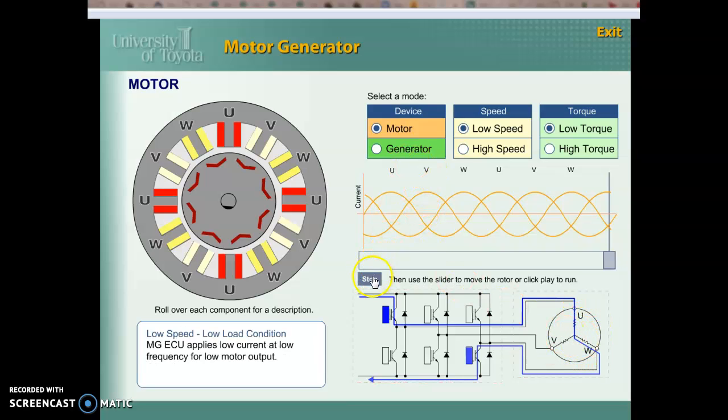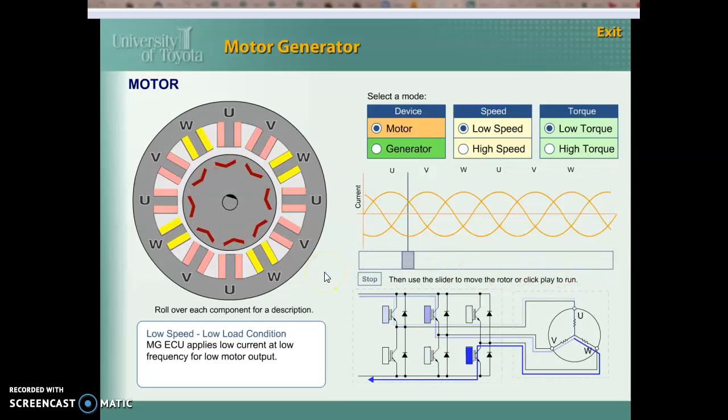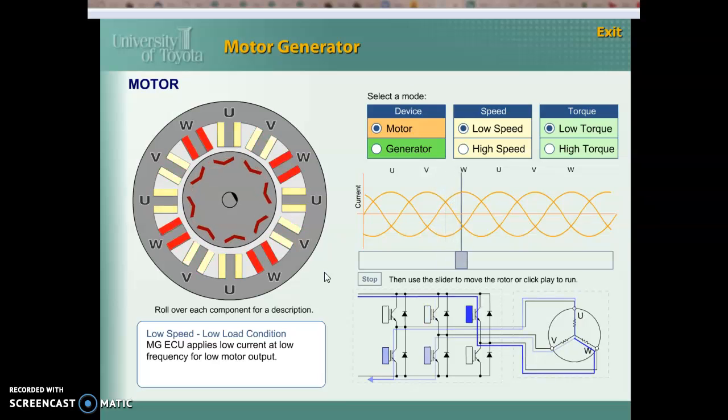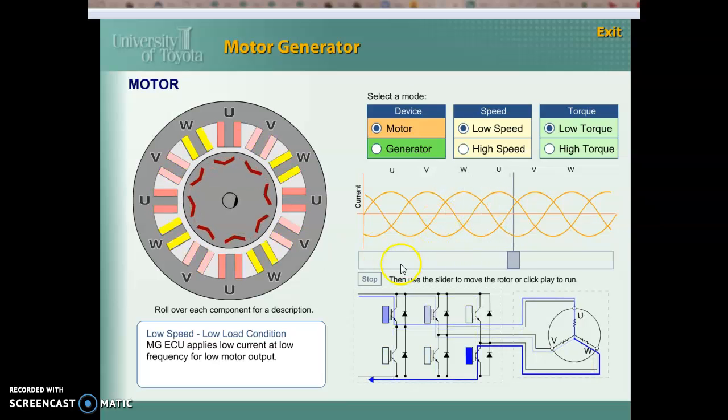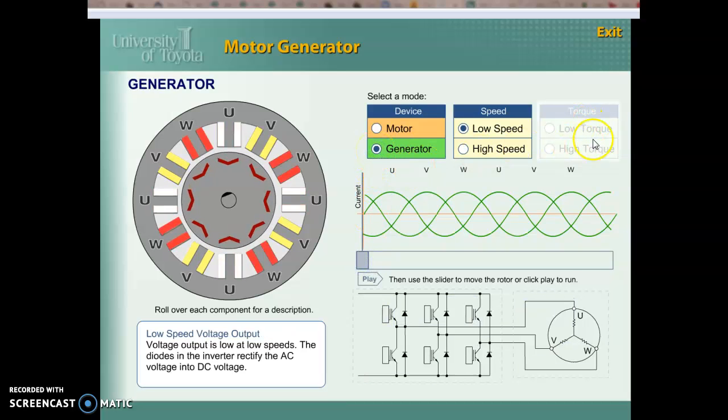But in regeneration mode, let me actually play this one more time. And you can see it phase in, phase out as it rotates around. Okay, so now we're going to switch it to generator. And notice I can't control torque anymore because, again, this is regen. The computer does this automatically based on my brake input. So high speed, low speed, regen.